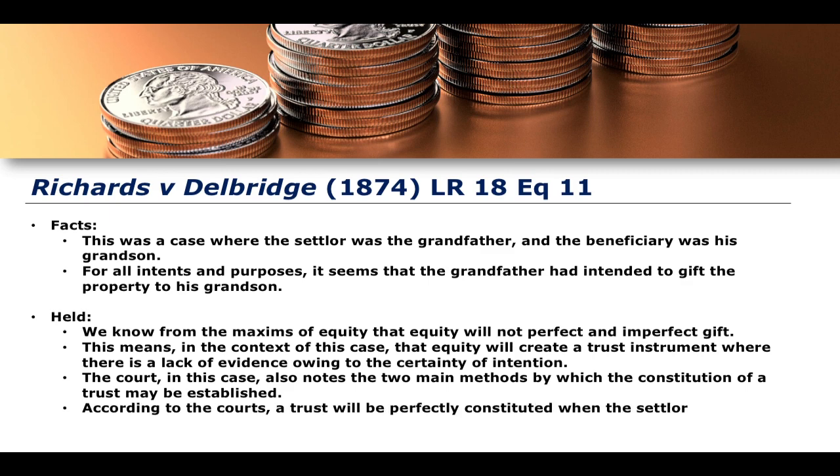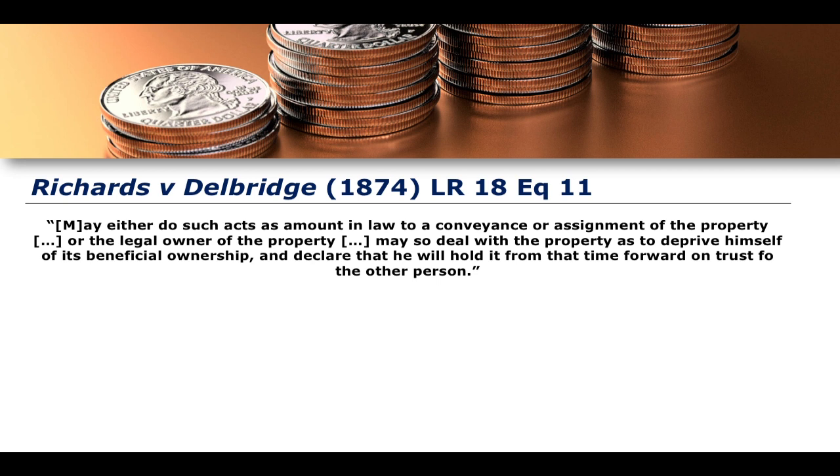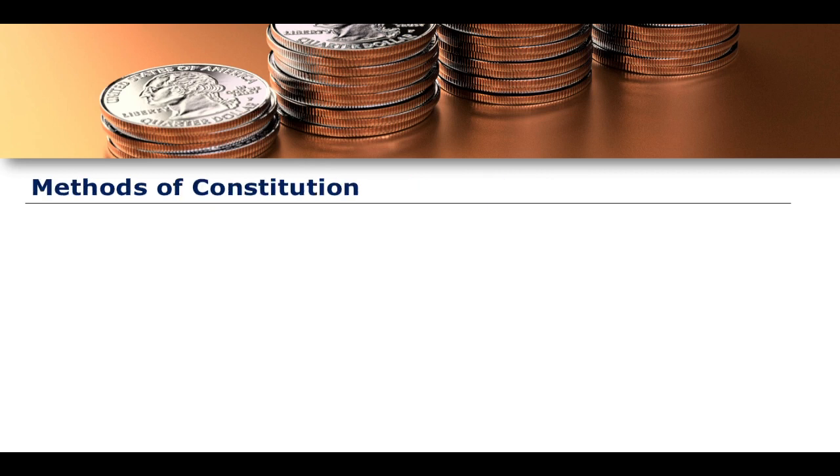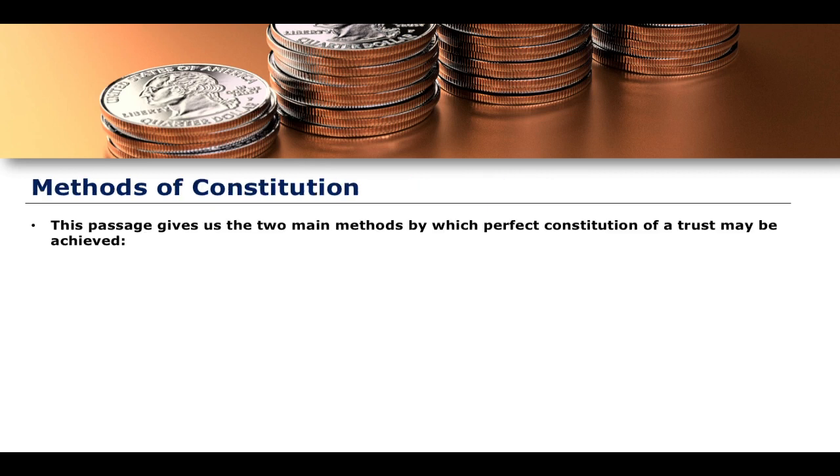According to the courts, a trust will be perfectly constituted when the settlor may either do such acts as amount in law to the conveyance or assignment of the property, or the legal owner of the property may so deal with the property as to deprive himself of its beneficial ownership, and declare that he will hold it from that time forward on trust for the other person. This here outlines the two main methods by which the constitution of a trust may be established. This passage gives us two methods.